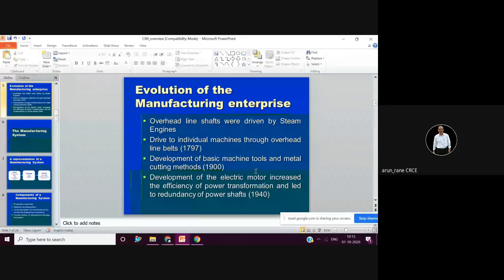So you had a steam turbine or a water turbine or a diesel engine at the corner situated on the shop floor. Then there used to be an overhead shaft on the ceiling, a horizontal overhead shaft. The drive used to transfer from the turbine to the overhead shaft, and then from the overhead shaft, individual machines used to get the drive with the help of belts. So this is how the driving system was, and this is how the manufacturing enterprise evolved.